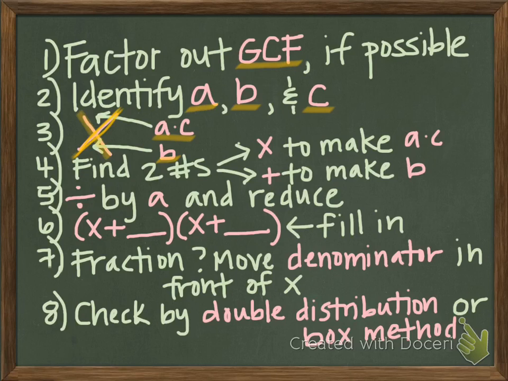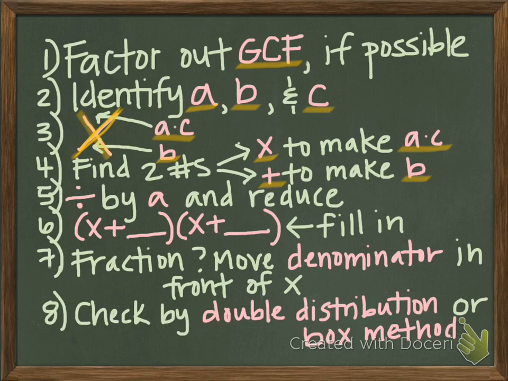The next thing you do, and this is kind of a guessing and checking, step 4, this might take some of you a while. You're going to try to find two numbers that multiply to make the product of A times C, and they also have to add to make B. So I'll show you how to get that in a minute, but that's the hardest part. It's not hard, it's just a little tedious.